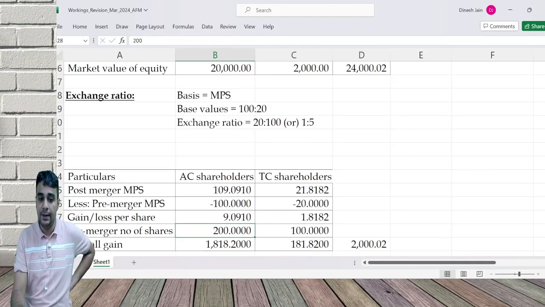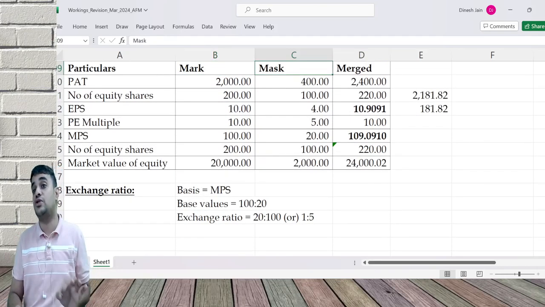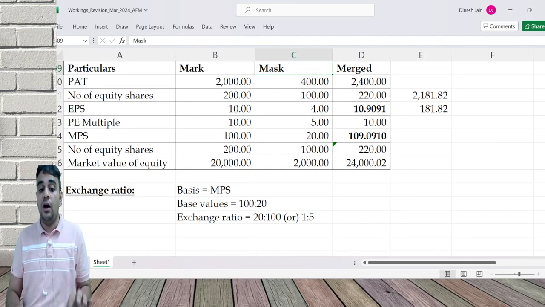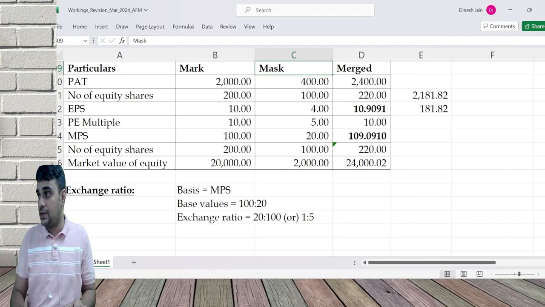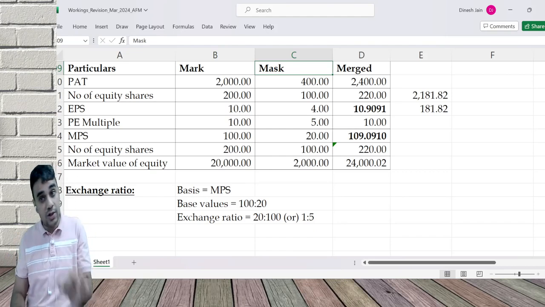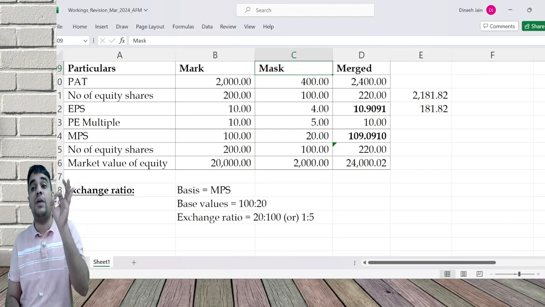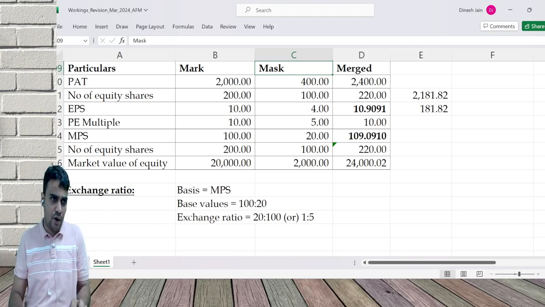I'll repeat again. In this example, gross cost of merger is 20 lakh shares into 109.0910. Net cost of merger is gross cost minus the pre-merger value of TC.